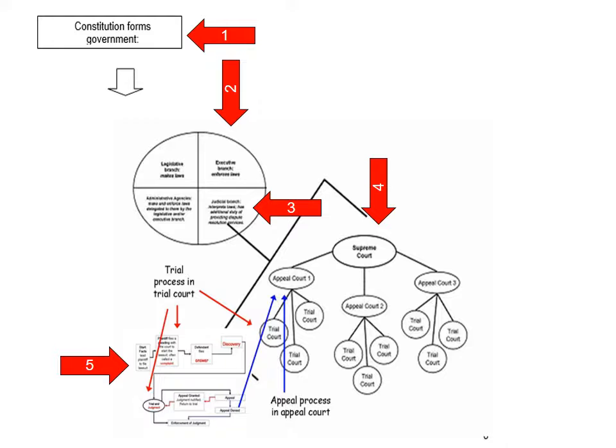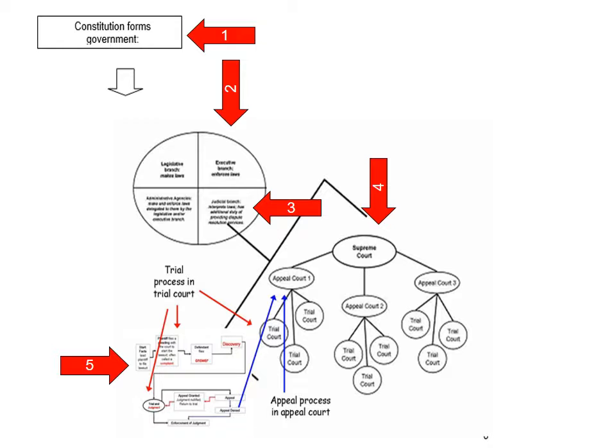Look at number 4 in the slide. This is how a typical judicial branch of a government in the Federation, called the United States, is organized. That is, there is a Supreme Court at the top, then there is a level of appeal courts, and then under the appeal courts we have the trial courts.